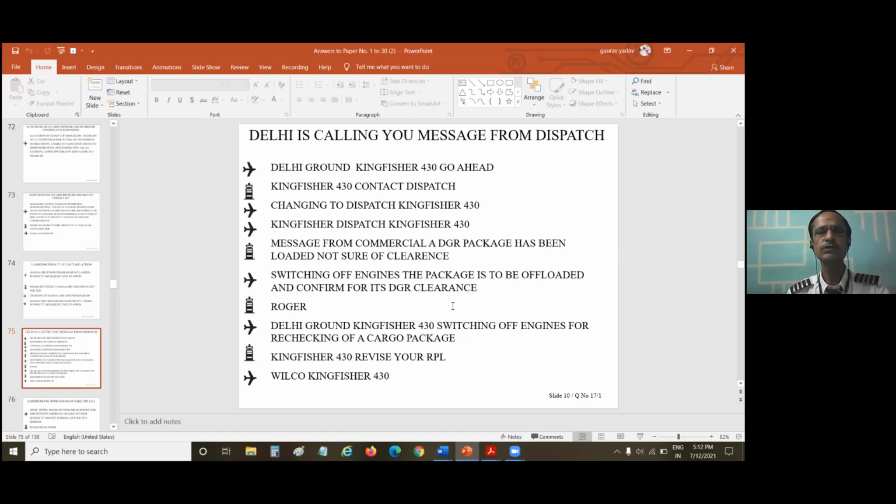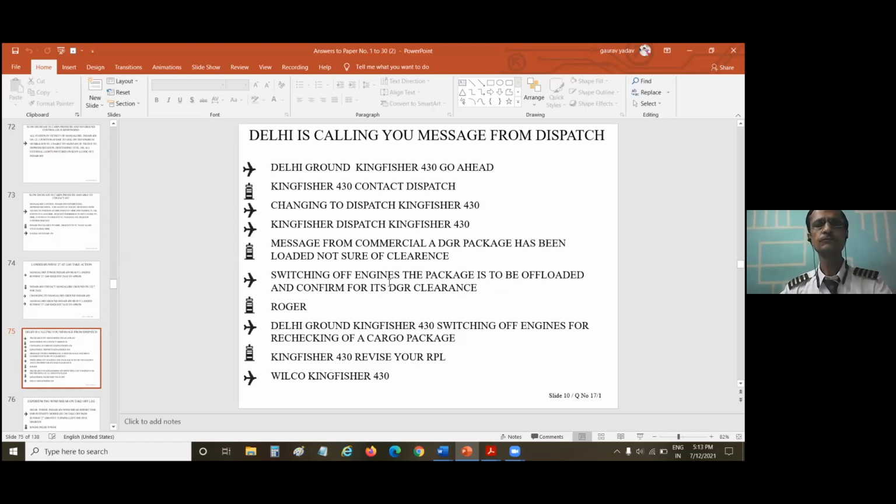You must be knowing as per your regulations which you study, that whenever the passengers are boarding or deboarding, or whenever the cargo is being loaded or unloaded in an aircraft, or whenever the fueling or defueling of an aircraft is done, at all such times the engine should be switched off. The engine should not be on. If for some reason the engines are on, they should be switched off immediately if these activities are taking place: loading, unloading of cargo, embarkation, disembarkation of passengers, or fueling or defueling of the aircraft.